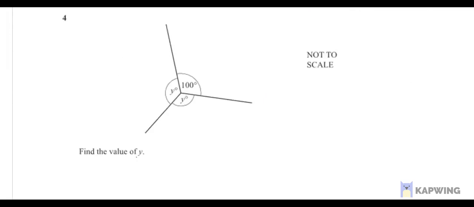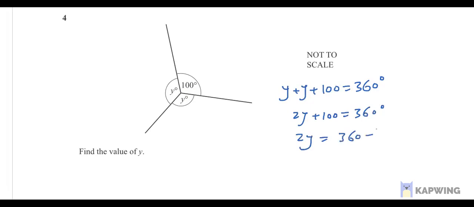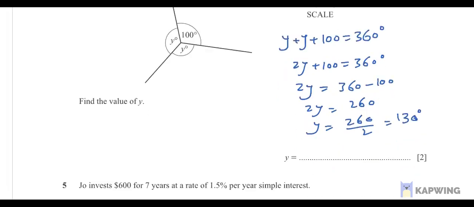Number 4. Find the value of y. Angles at a point make 360 degrees. So if we add all of these, we should get 360. Y plus y plus 100 will be 360 degrees. So 2y plus 100 equals 360. 2y will be 360 minus 100. So 2y will be equal to 260. So what will be y? 260 divided by 2, we will get 130. So this is 130 degrees here.